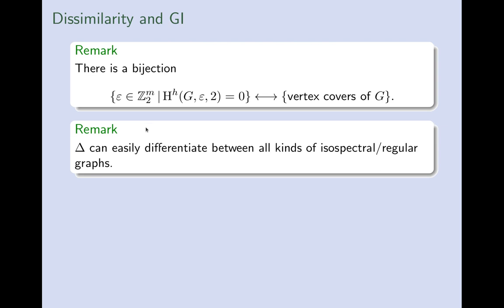Another remark is that this dissimilarity function can differentiate between quite similar graphs. And what do I mean by similar? I mean graphs that have the same spectrum, for example, for the Laplacian, for the adjacency matrices. So this delta does not seem to care about some of the most, let's say, classical information about a graph. It looks at sort of different things.